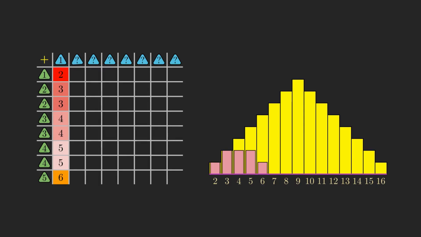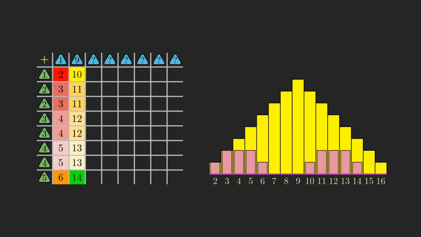Suppose we made the next face a 9. This causes the same shape to appear a little farther to the right in the chart. And that makes sense because the green die is still the same. So the totals created with the blue face of 9 are all just 8 more than the totals created with the blue face of 1.